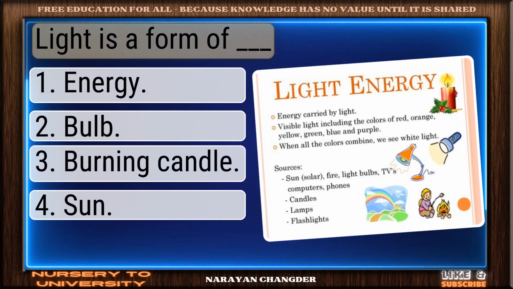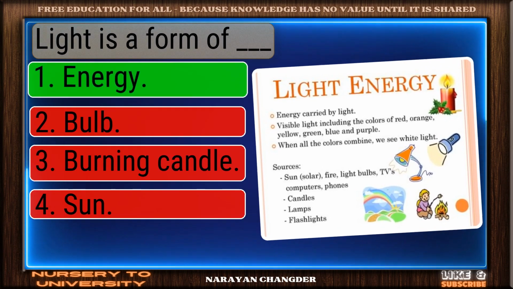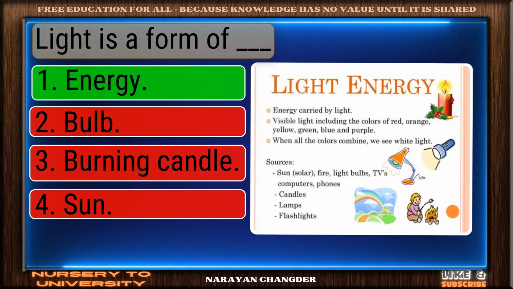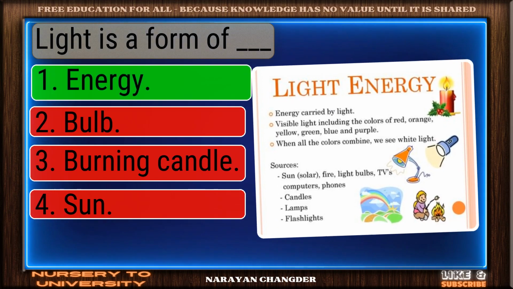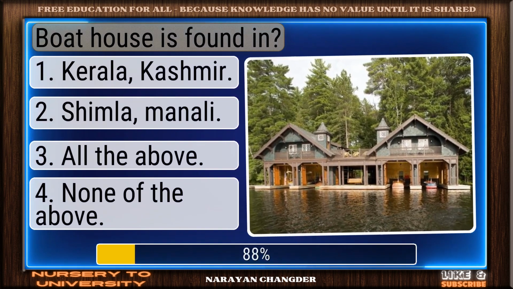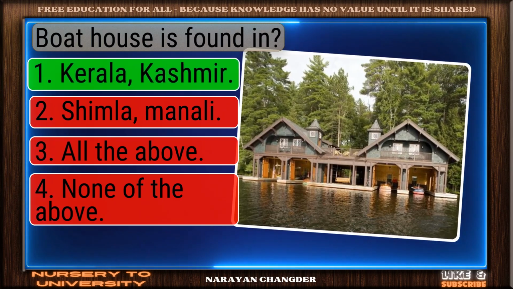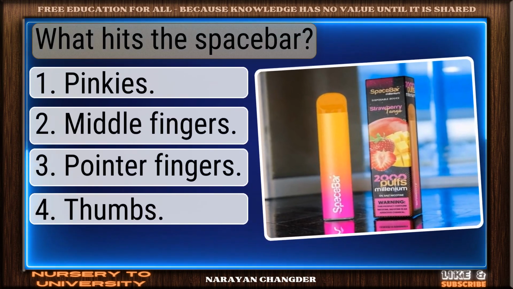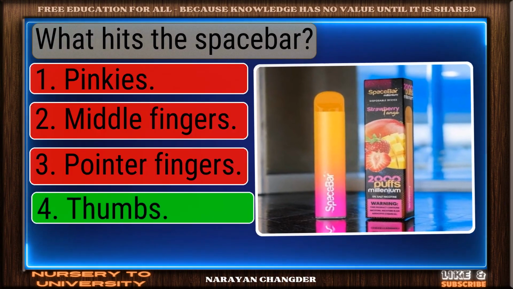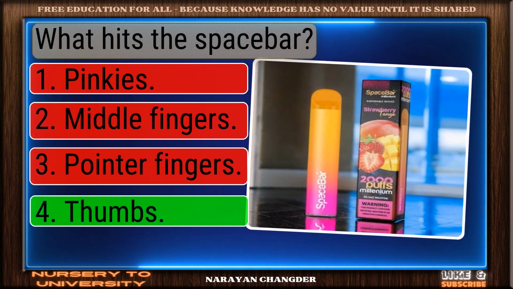Light is a form of dash. Clear logic. Your choice, energy, is sound and 100% true. Boathouse is found in. Good job. Your answer, Kerala, works well here. What hits the spacebar? Correct response. Thumbs is the most accurate answer.